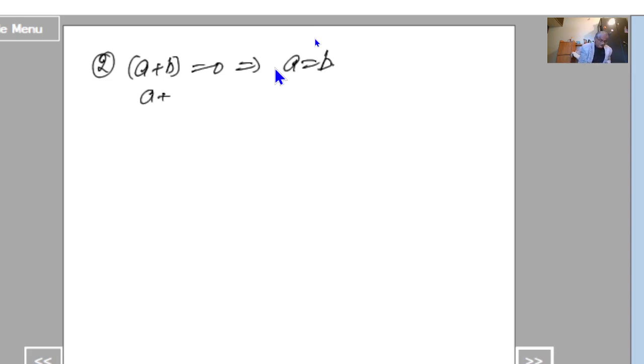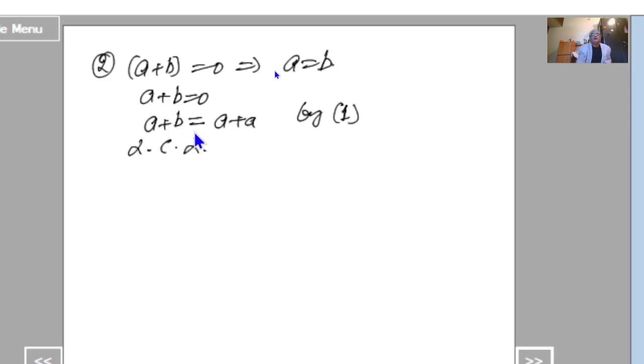Okay. So here, given that A plus B equal to 0, I will write this as A plus A, because by result 1 we have already proved A plus A equal to 0. So here we can use the left cancellation law. If I use the left cancellation law, I can remove this A and A. What this implies is B equal to A, or we write A is equal to B. So A plus B equal to 0 implies that A equal to B.